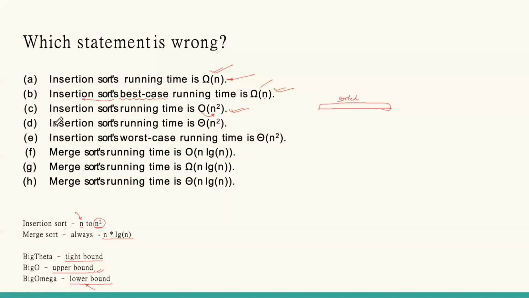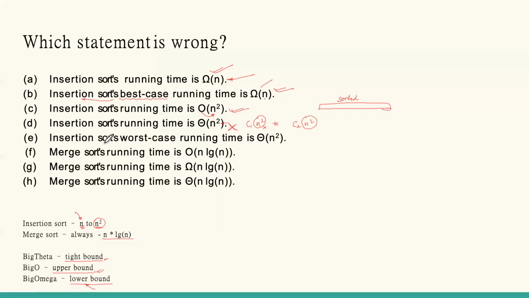The next statement is insertion sort's running time is big theta of n squared. So big theta is a tight bound. What this statement is saying is insertion sort has a tight bound of n squared. In other words, the running time of insertion sort can be packed between some constant c1 n squared and c2 n squared. Now, this is not true because in the best case scenario, insertion sort's running time may never even be n squared. It may just be n. So this statement is false.